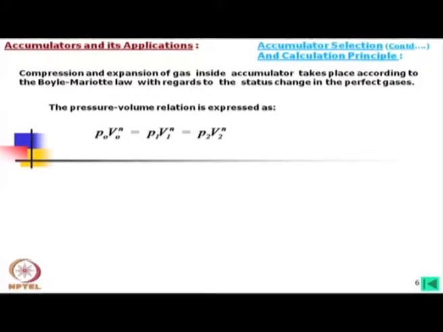Now, the power n is equal to 1 in case of isothermal. In case of adiabatic, usually it is 1.4 or something like that. In between, we can select it according to the time taken. I am coming to that later.